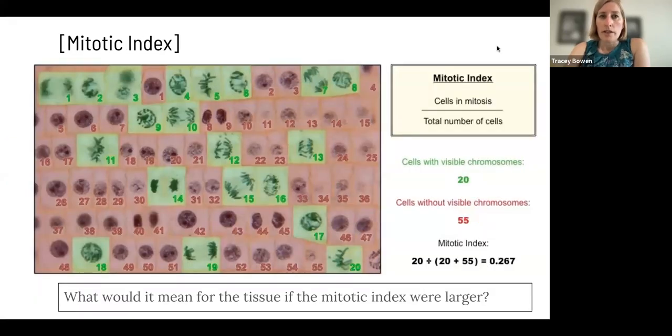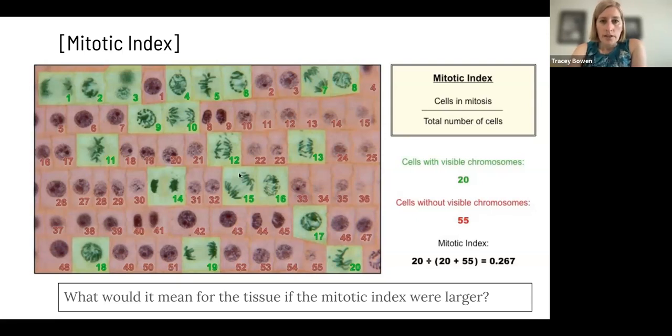When we're thinking about mitosis, one thing that we can look at is mitotic index. And so mitotic index is measuring how many cells are in mitosis compared to the total number of cells. So in this image here, we have visible 20 chromosomes are in mitosis of a total 75 cells, because 55 of them are not going through mitosis. So we can see here the DNA is not condensed, which means that those are not going through mitosis.